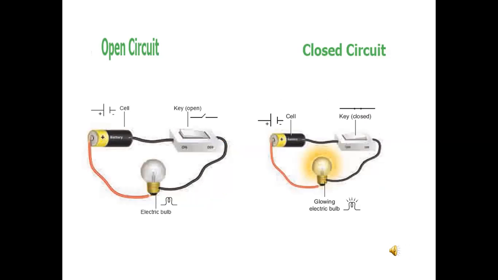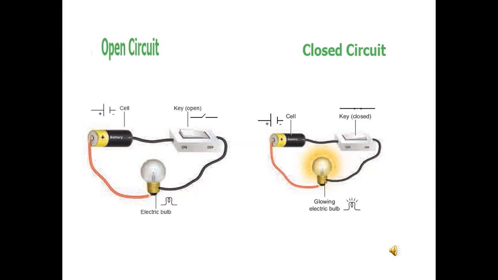Next, open circuit and closed circuit. Open circuit. In a circuit, if the key is in open, that means off condition, then electricity will not flow and the circuit is called an open circuit. The bulb will not glow in the circuit. That means in an open circuit the bulb will not glow, and in the circuit the key is open. That means the switch is in off condition.